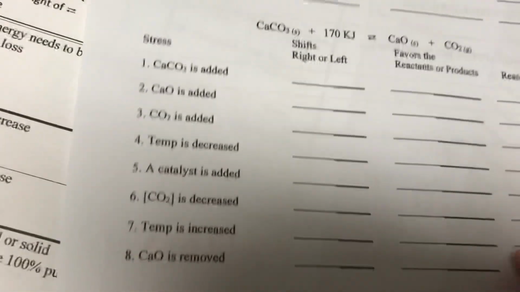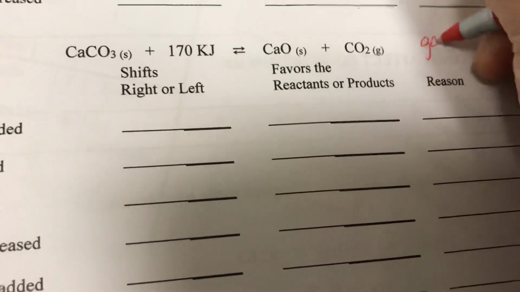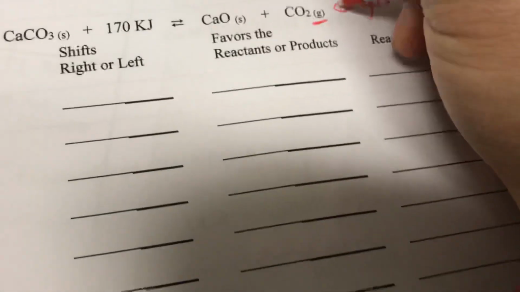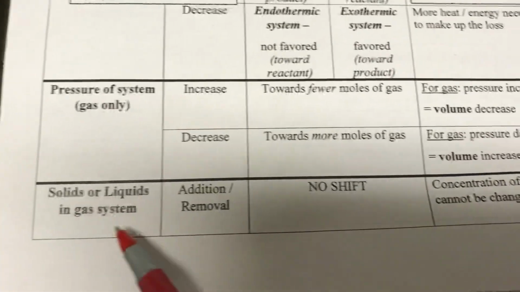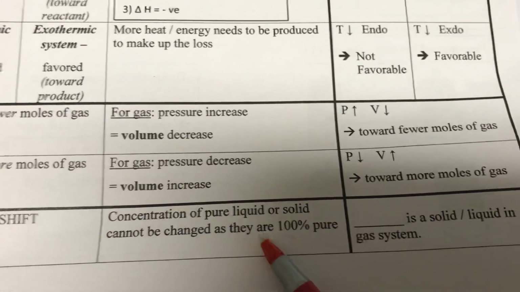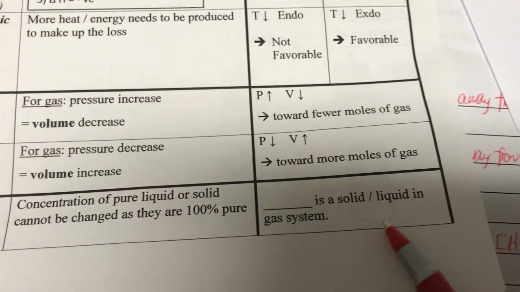Now, at the bottom, there's a question here. You see that this is a gas system because I do have gas. But on the other hand, I also have solid. So we just said that if you have solid and liquid in the gas system, any changes in the solid or liquid will be no shift because they cannot change in concentration because they're 100% pure.